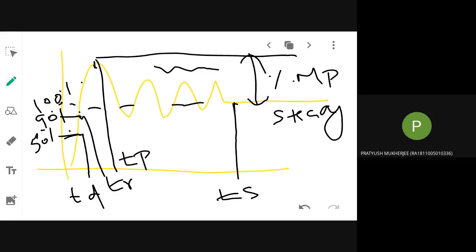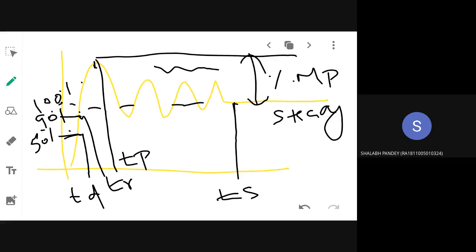Yes, ma'am. Okay, this response that you have drawn is for what system? One last time I'm asking you, this is for what system? Second order underdamped system when you are applying what input? What input have you applied? Unit step.